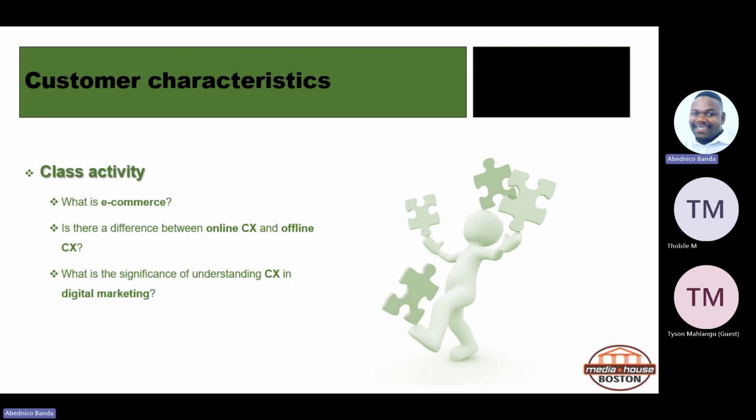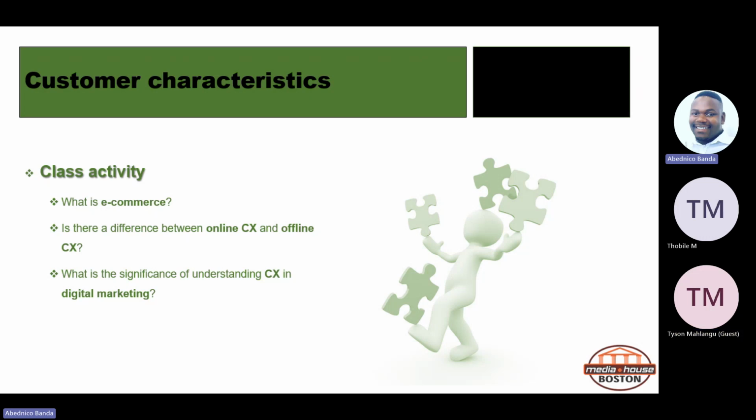When someone talks about e-commerce, what comes to your mind? Online. Online. What else comes to your mind? So it's online shopping. That comes to mind. It's online shopping. Yeah.